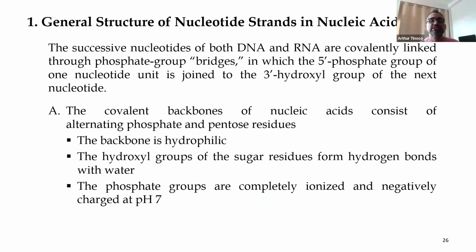Okay, so the successive nucleotides of both DNA and RNA are covalently linked through phosphate group bridges, in which the 5' phosphate group of one nucleotide unit is joined to the 3' hydroxy group of the next nucleotide.